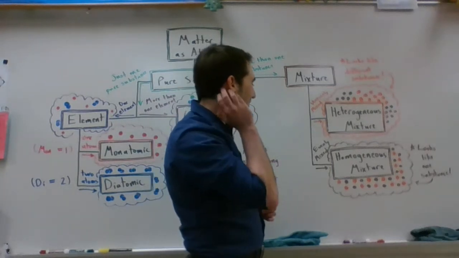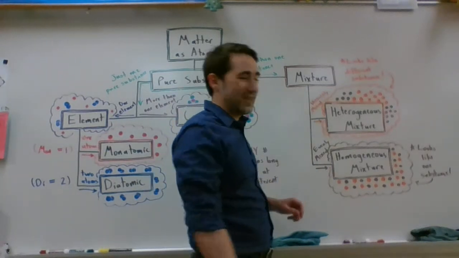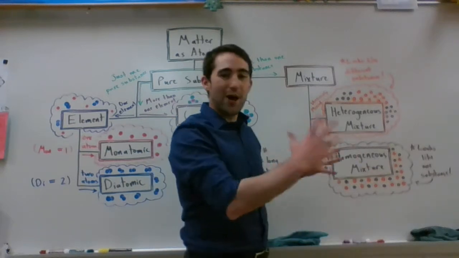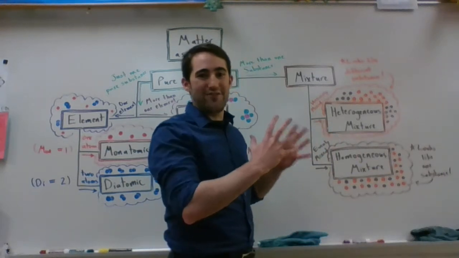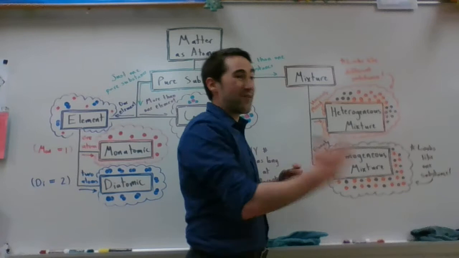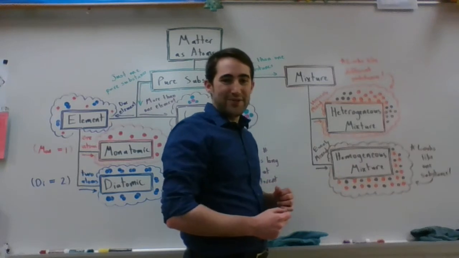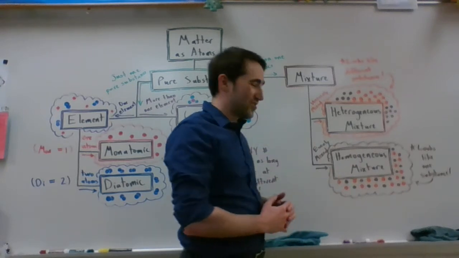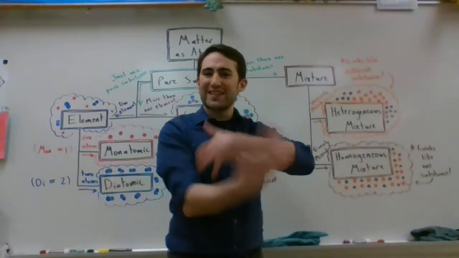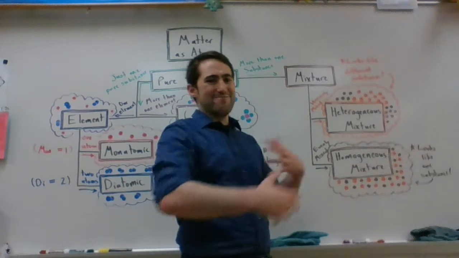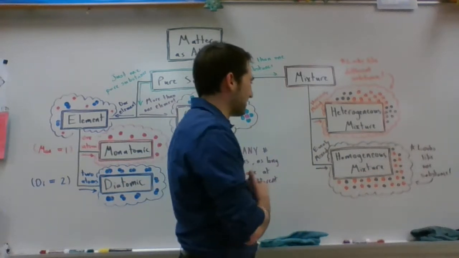So, for instance, a heterogeneous mixture has kind of clumps. It has sections of the pure substance that sit away from the other pure substance. Whereas homogeneous mixtures are all scrambled up. Everything sits near each other. They all mix in together.